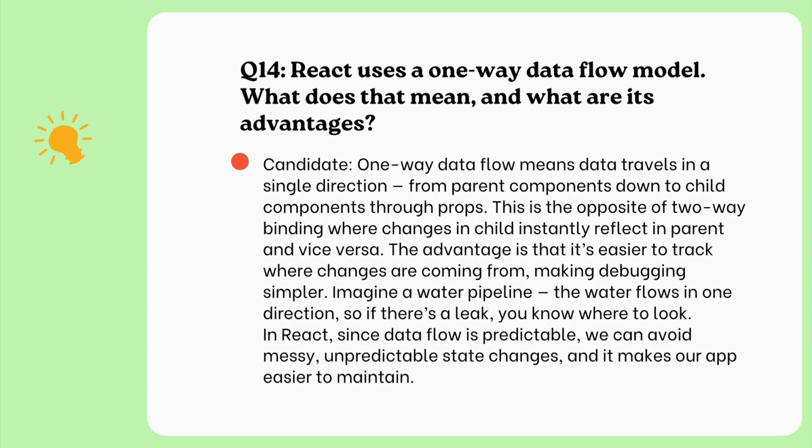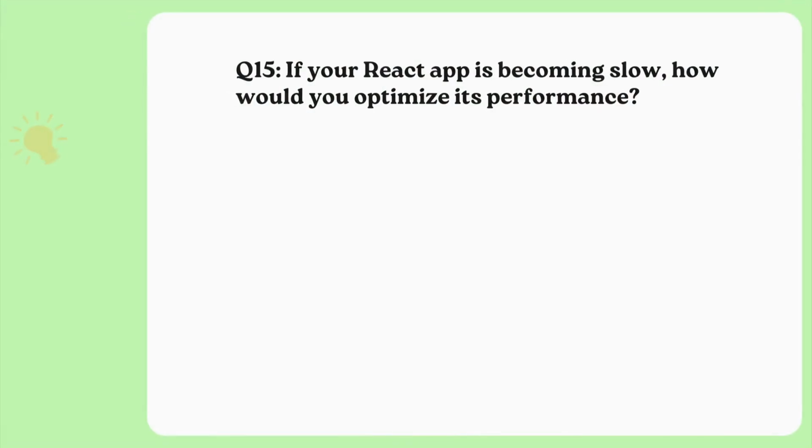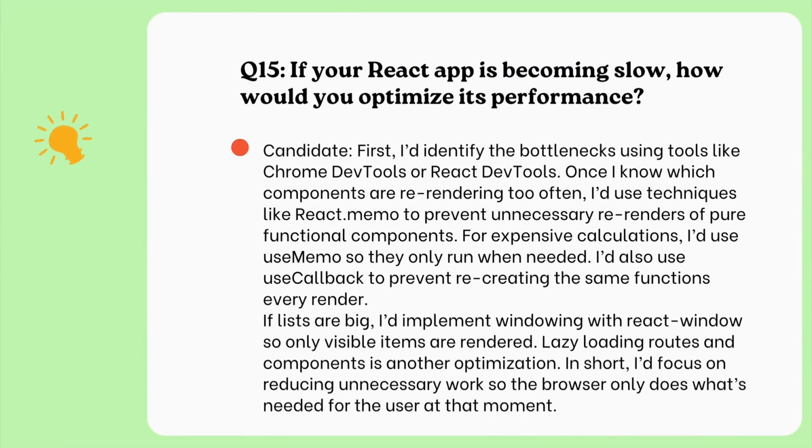In React, since data flow is predictable, we can avoid messy, unpredictable state changes, and it makes our app easier to maintain. If your React app is becoming slow, how would you optimize its performance?